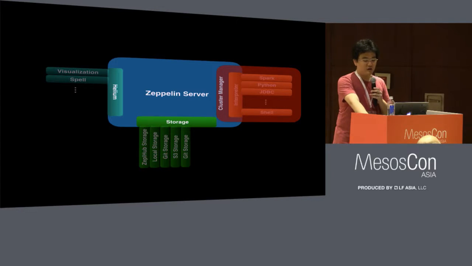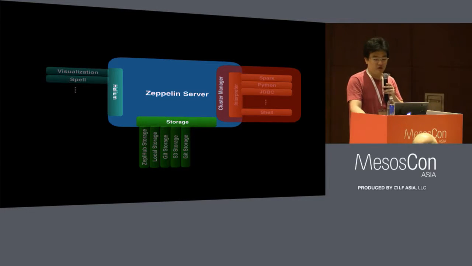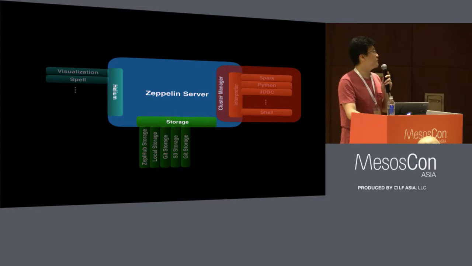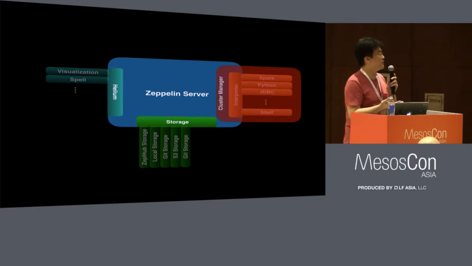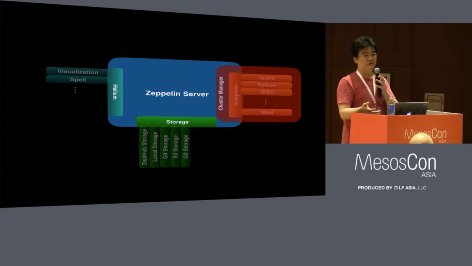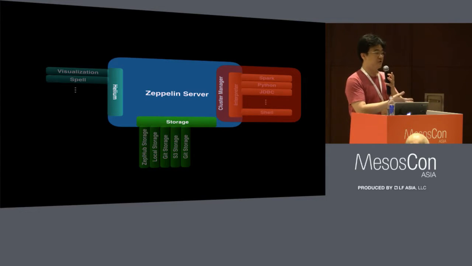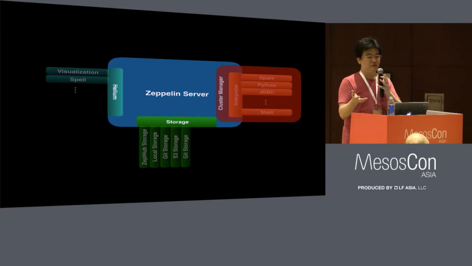Cluster manager. Actually, the interpreter already has a pluggable subsystem, but there are some critical limitations. Zeppelin server allows only a local process for launching the interpreter for now. So we suggested the cluster manager. The cluster manager supports launching your interpreter in the cluster, on a remote machine, in remote Docker, or whatever you want. So you can launch your interpreter where you want to.